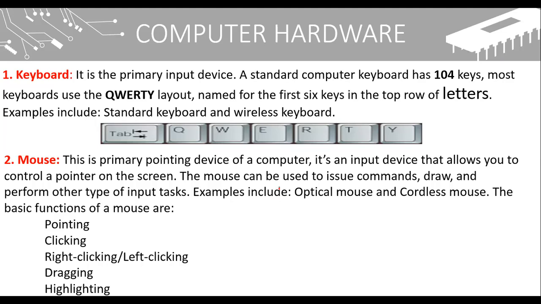So let's see one of the devices which is an input device, which is the keyboard. We said the keyboard is the primary input unit device. A standard computer has 104 keys. Most keyboards use the QWERTY layout. What is the QWERTY? When you look at your keyboard, when you are typing on your phone, I believe everyone is using a smartphone, you see that the first alphabet on your keyboard is Q, followed by W, followed by E, followed by R, followed by T. So this is the QWERTY layout keyboard.